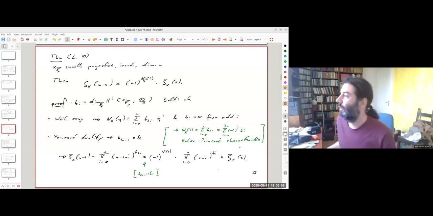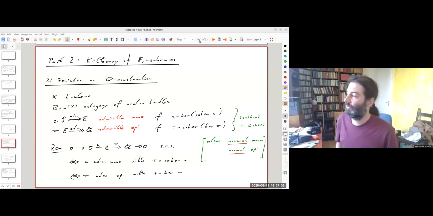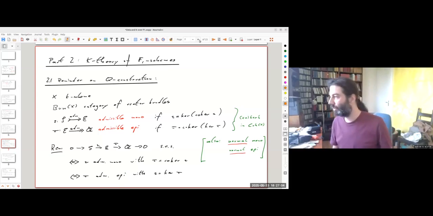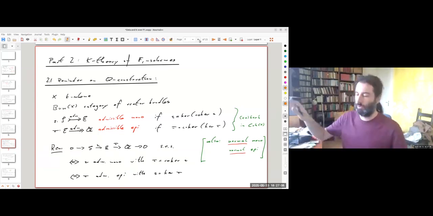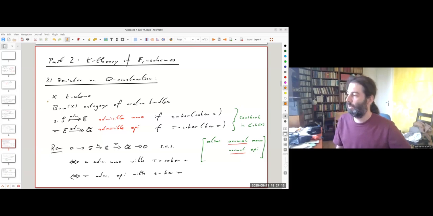Okay, then let's jump to K-theory. I want to start with a short reminder on the Q construction, and I'll go a little quicker over that because it's a matter of time, so that I can talk about some interesting things. But I want to remind you how K-theory is set up.